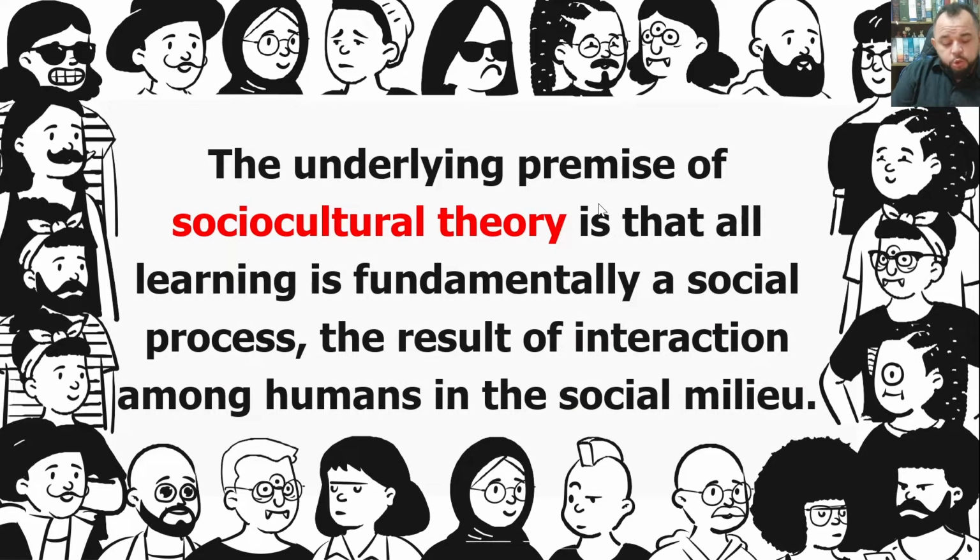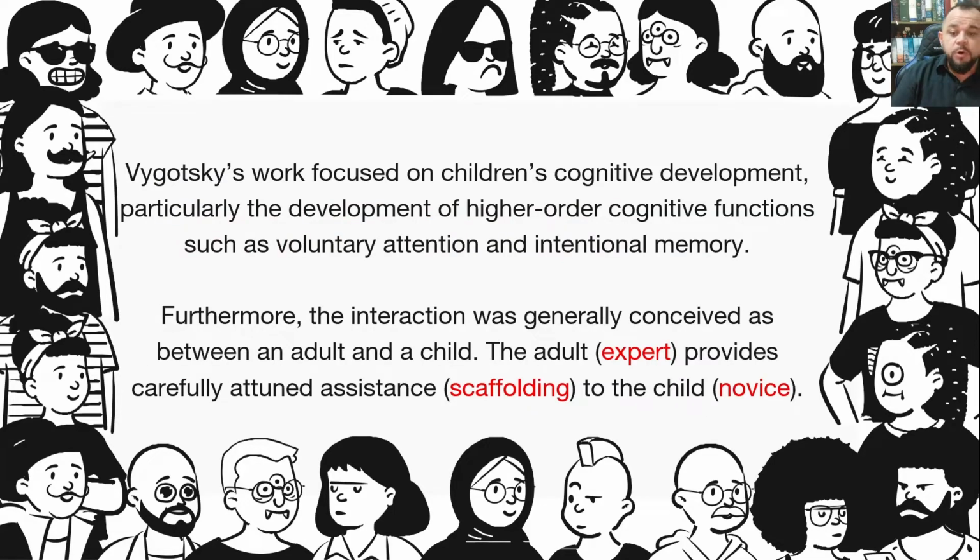Swain draws most of her work from Vygotsky's sociocultural theory. The underlying premise of this theory is that all learning is fundamentally a social process. This process is the result of interaction among humans in a social environment, right? Vygotsky's work focused mainly on children's cognitive development, particularly the development of higher order cognitive functions such as voluntary attention and intentional memory. Furthermore, the interaction was generally conceived as between an adult and a child. The adult, called the expert, provides carefully attuned assistance, called scaffolding, to the child, who is the novice.